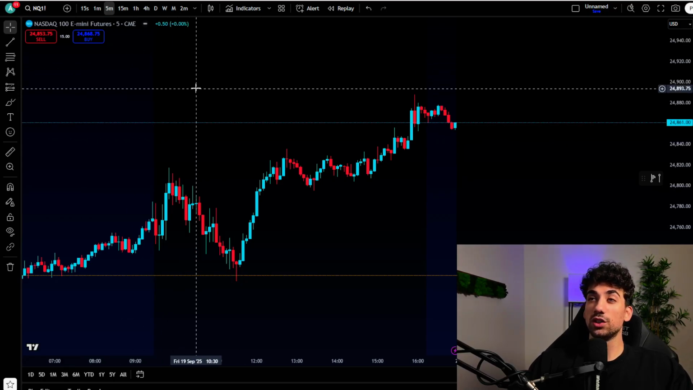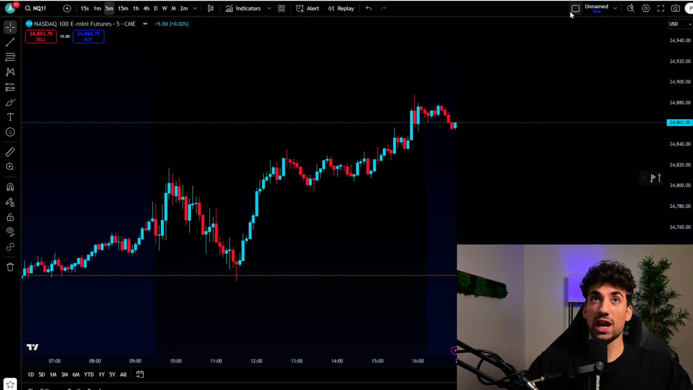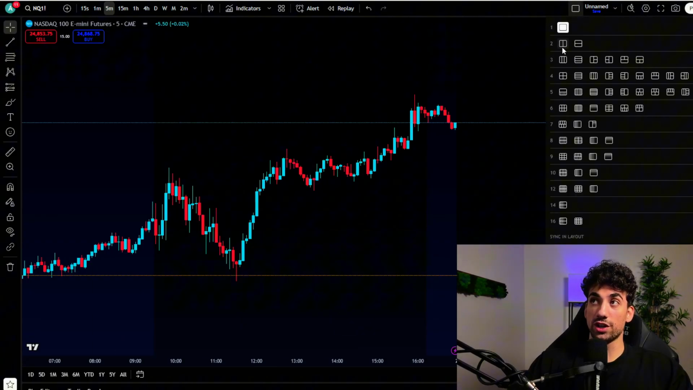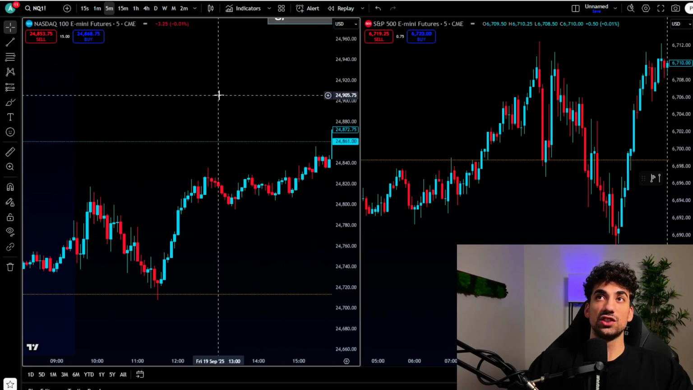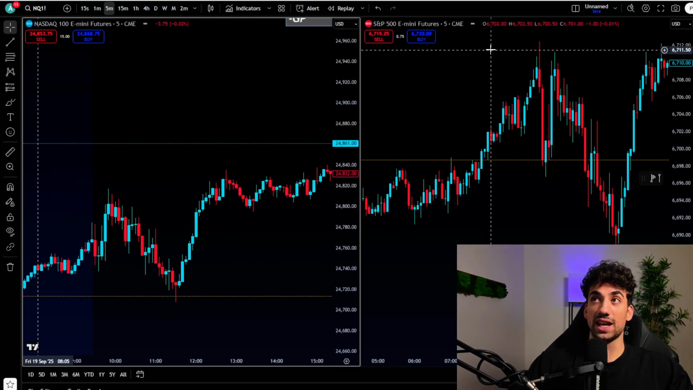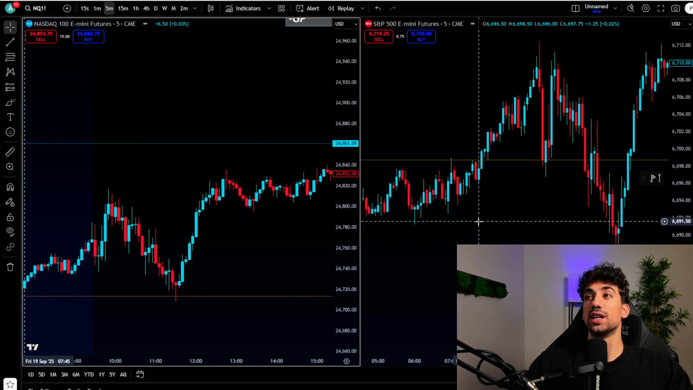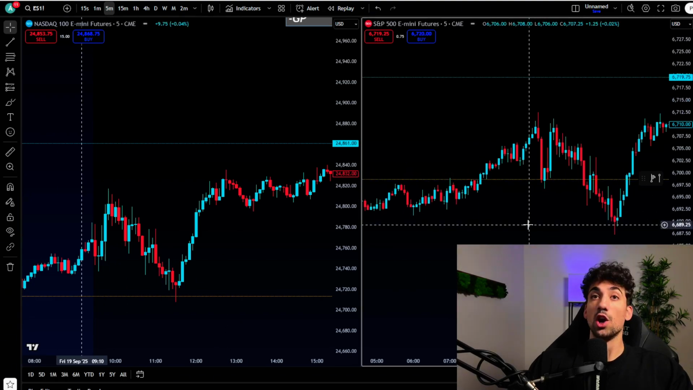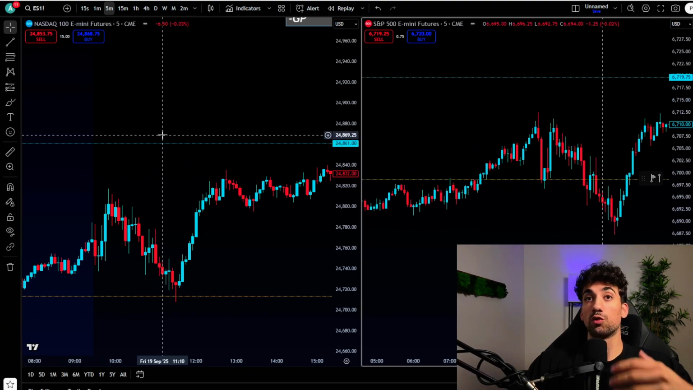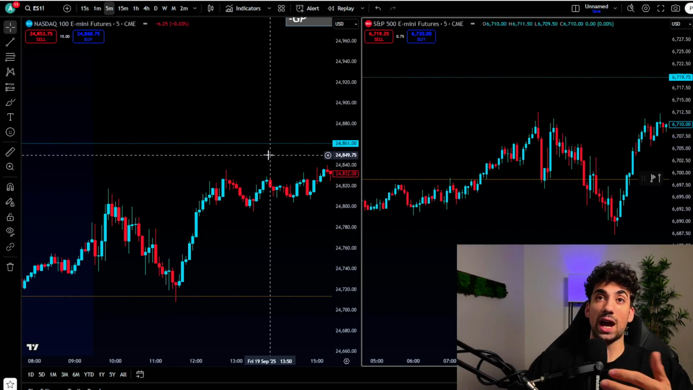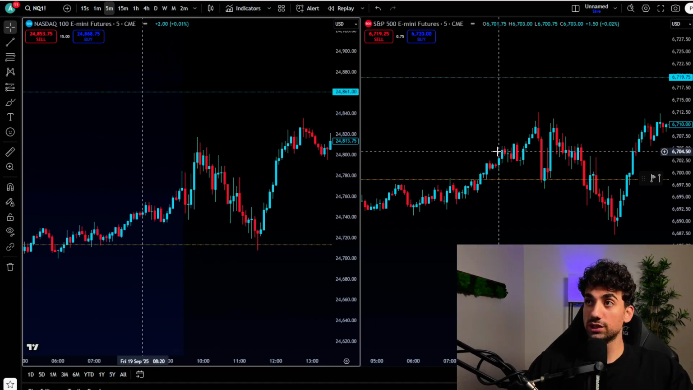So now what we need to do to first look at the charts is add a secondary chart. We can click up here on TradingView, change the layout, and add it. As you can see now, on the left I have NASDAQ, and on the right I have ES, or the S&P 500. We're going to need this because we're going to need to look for divergences between the 2 assets as part of our confluences.